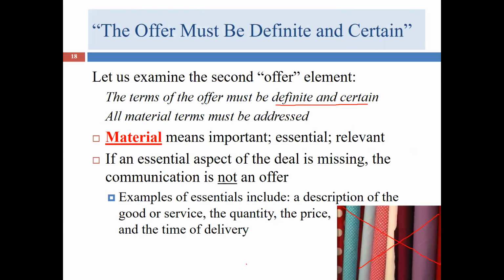But there could be other things that are missing. It might not be the description that's missing, it might be the quantity that's missing, or the price that's missing, or the time or the method of delivery may be missing. Any one of those missing will mean that a material term is missing, so we haven't satisfied our second element of the offer, so we don't have an offer, we don't have an agreement, we don't have a contract.